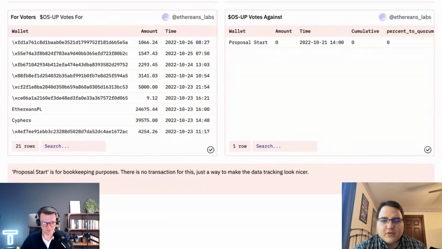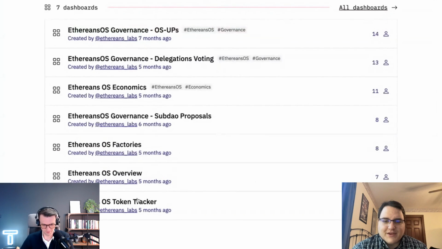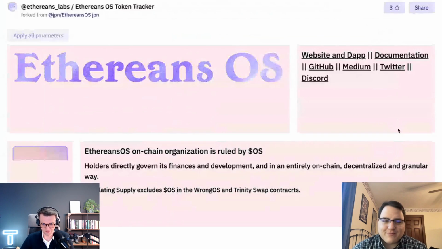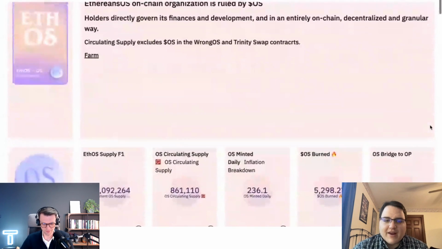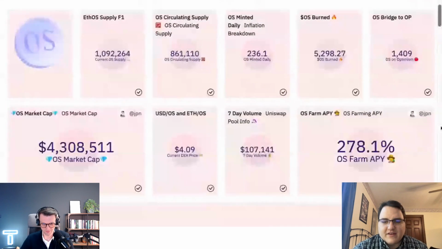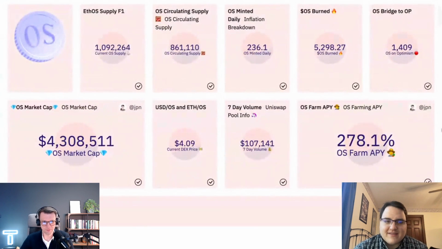We also have a second dashboard here. We have a whole bunch, but the other one we'll look at here is the token tracker. And the token tracker is very broad. It gives a lot of information about the protocol in a real nice condensed form where holders could sign on, take a minute, scroll through here, and get some real quick flashes of the protocol, like what the market cap is, and not just the market cap, but like the circulating market cap that we have.